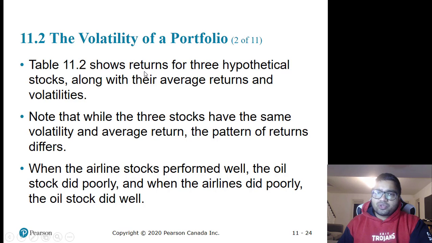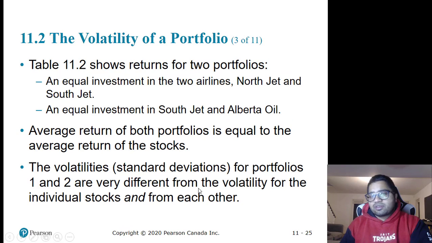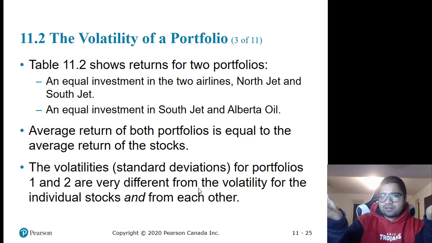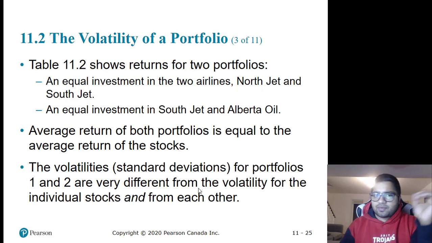Table 11.2 shows returns of 3 hypothetical stocks along with their average returns and volatilities. Note that while these stocks have the same volatility and average returns, the pattern of return differs. When the airline stocks performed well, the oil stocks did poorly, and when airlines did poorly, the oil stocks did well. So it is discussing investments in some oil company and some, let's say, airlines company. Whenever airlines do well, oil companies generally don't do well, and vice versa.